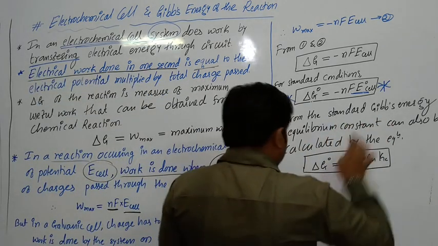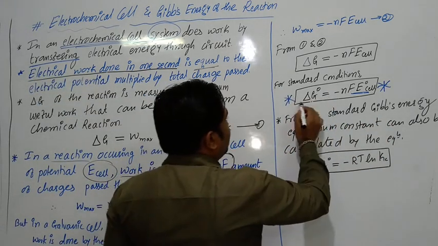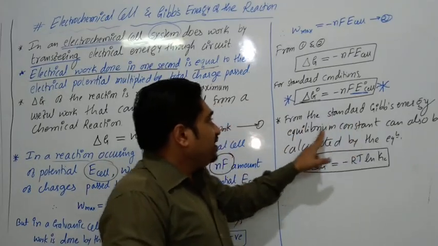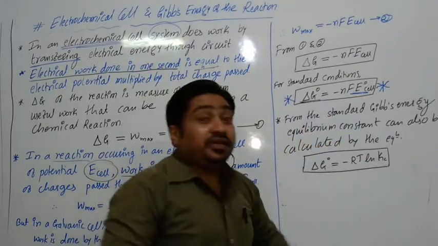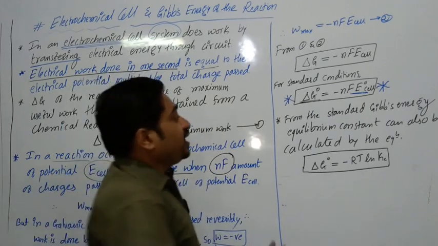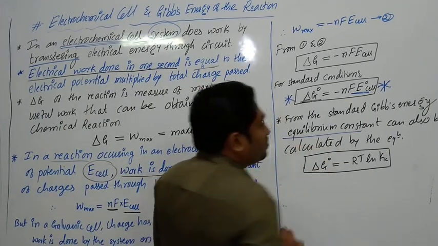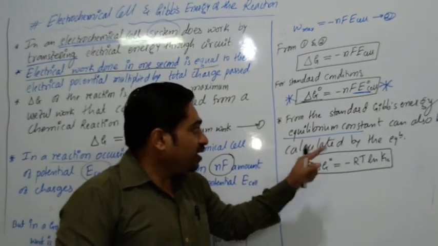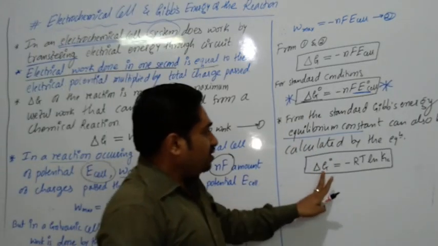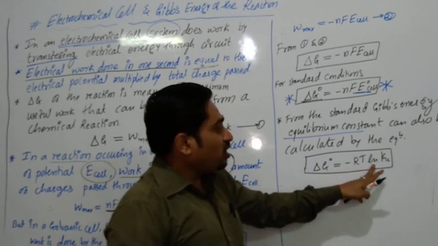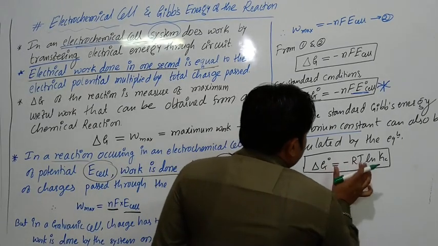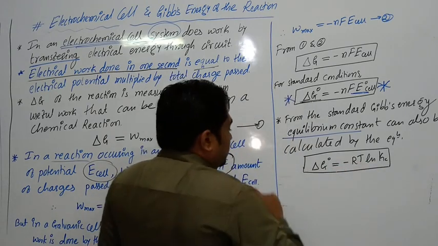from the standard Gibbs energy, by using this equation we can calculate the standard Gibbs energy. By using standard Gibbs energy, we can also calculate equilibrium constants. Here once again we can calculate the equilibrium constant by using this equation. The equilibrium constant can also be calculated by the equation delta G naught is equal to minus RT ln Kc, and I'll show how this equation is derived.